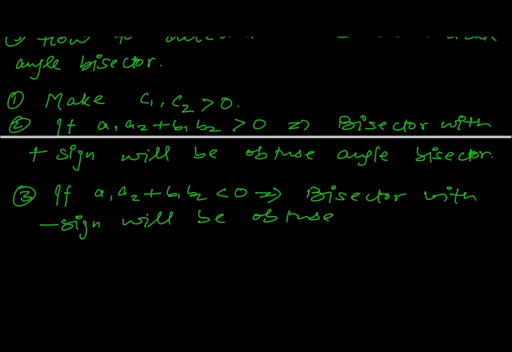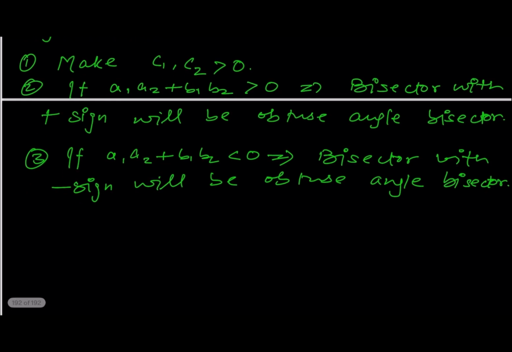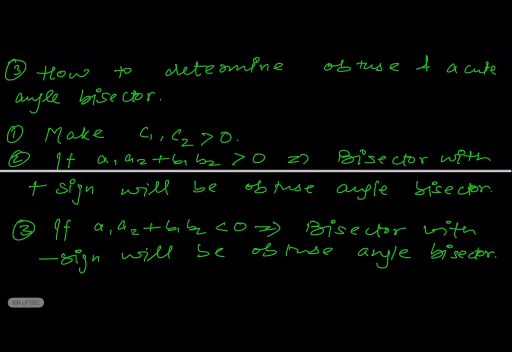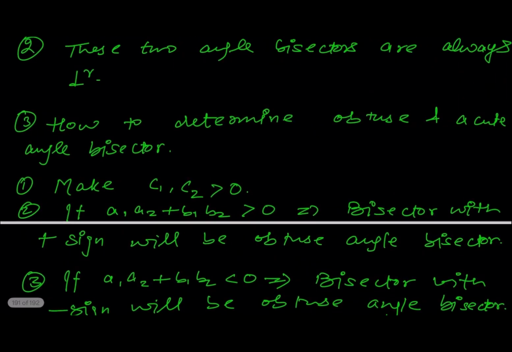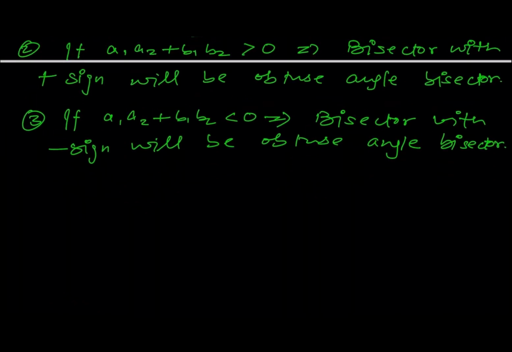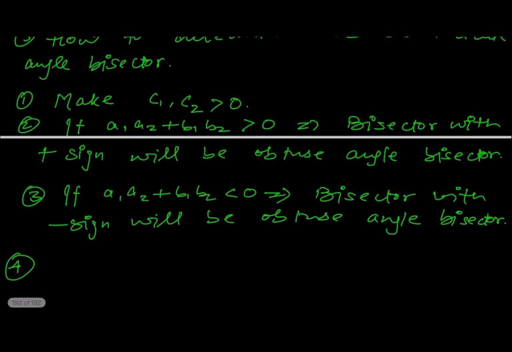So it is very simple. It is very easy to remember. The sign of a1a2 + b1b2, that sign will give the obtuse angle bisector. Okay, so it is very easy to remember. Now note 3, note 4.